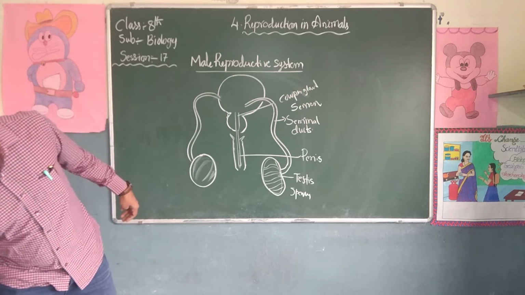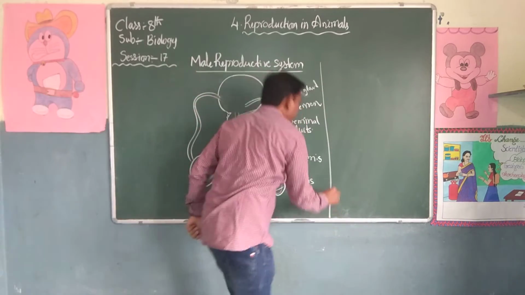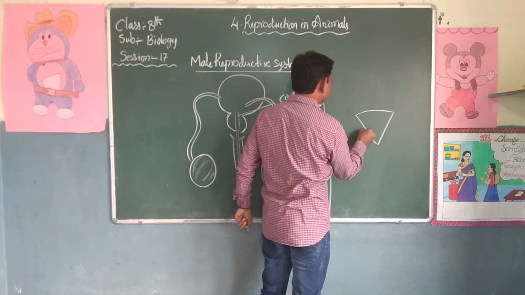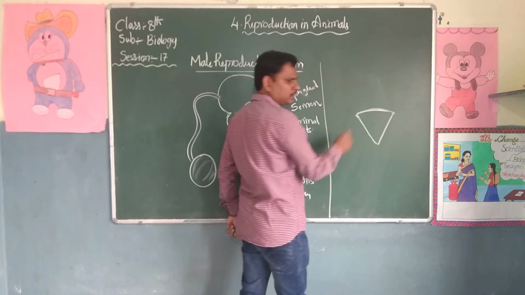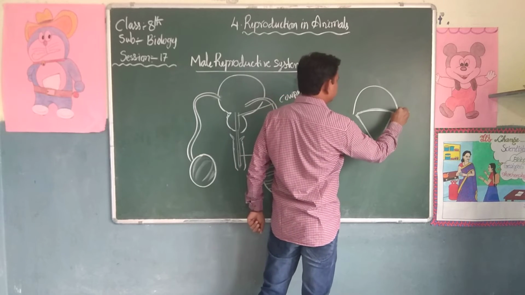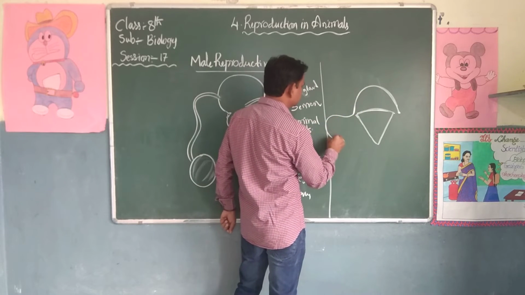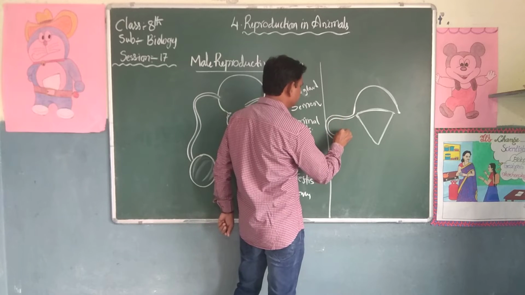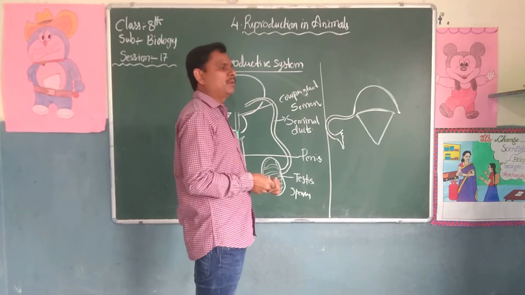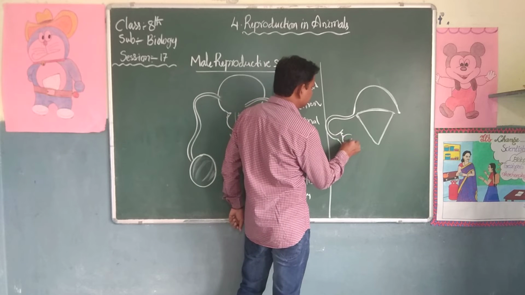Next is the female reproductive system. In the female reproductive system also, there is a pair of ovaries. These ovaries are located inside the female body, below the navel.